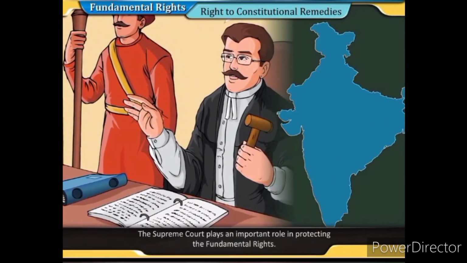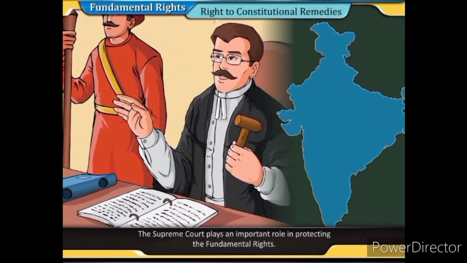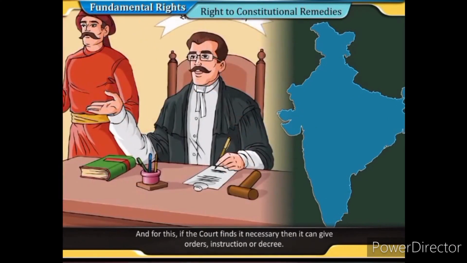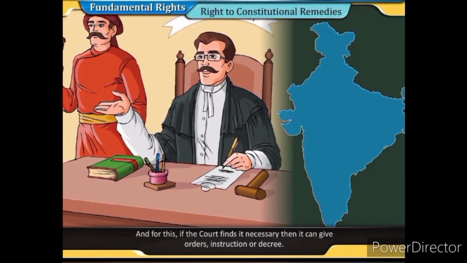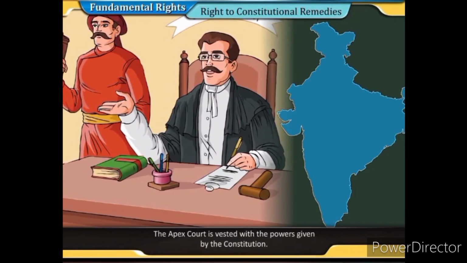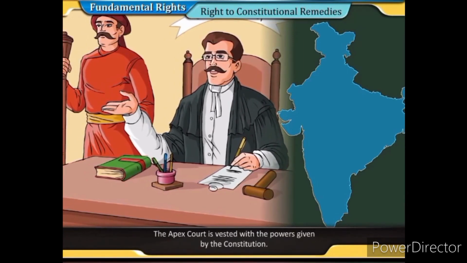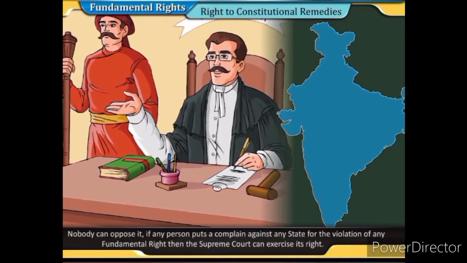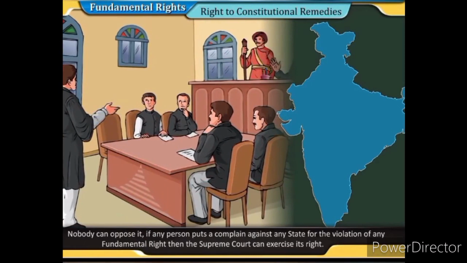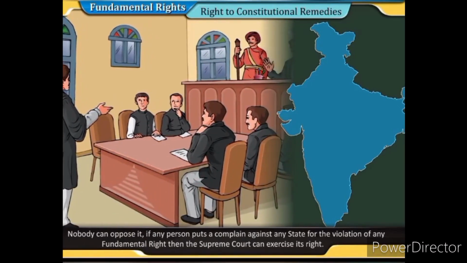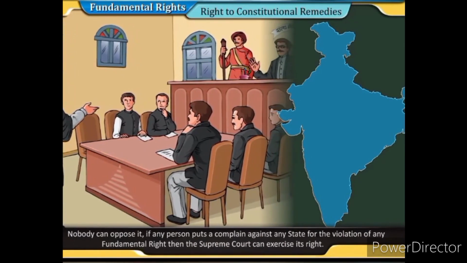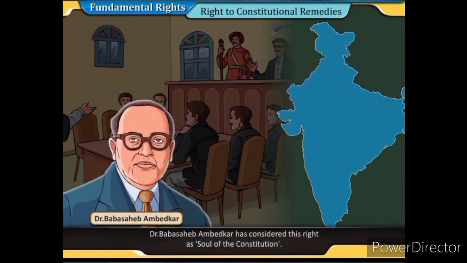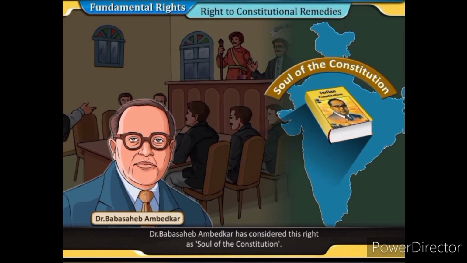The Supreme Court plays an important role in protecting the fundamental rights, and for this, if the court finds it necessary, then it can give orders, instructions, or decrees. The apex court is vested with the powers given by the Constitution. Nobody can oppose it. If any person makes a complaint against any state for the violation of any fundamental right, then the Supreme Court can exercise its right. Dr. Babasaheb Ambedkar considered this right the soul of the Constitution.